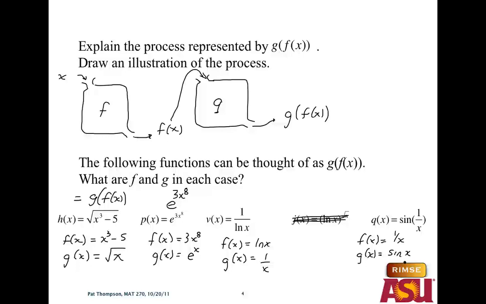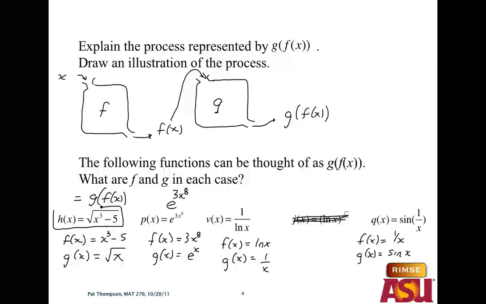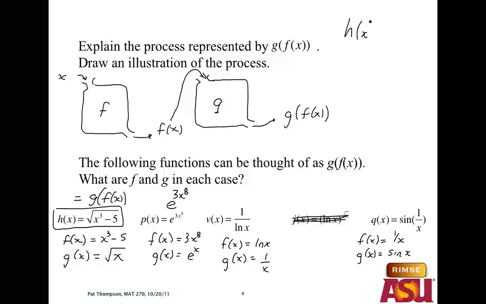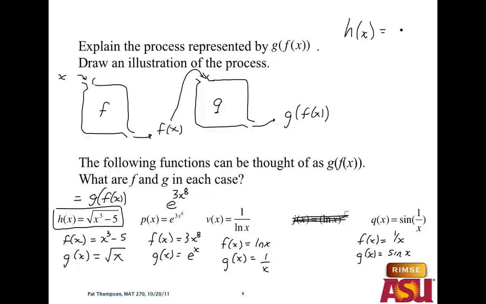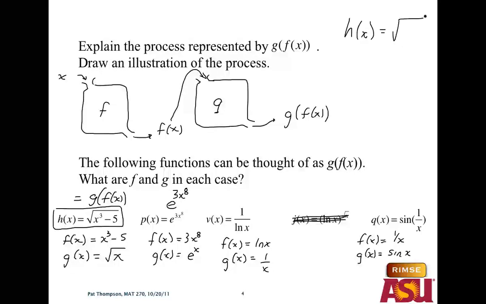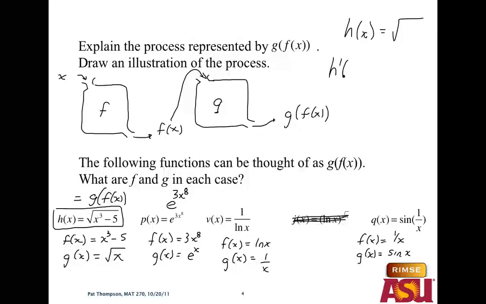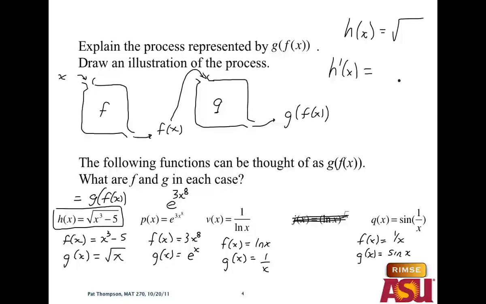Okay, so let's talk about the rate of change of h of x. Let's look at this. What is the overall structure of h of x? In totality, what kind of function is that? Square root, right? It's the square root of something. And what did we say about the rate of change? We did this last time. What's our closed form rule for h prime of x?